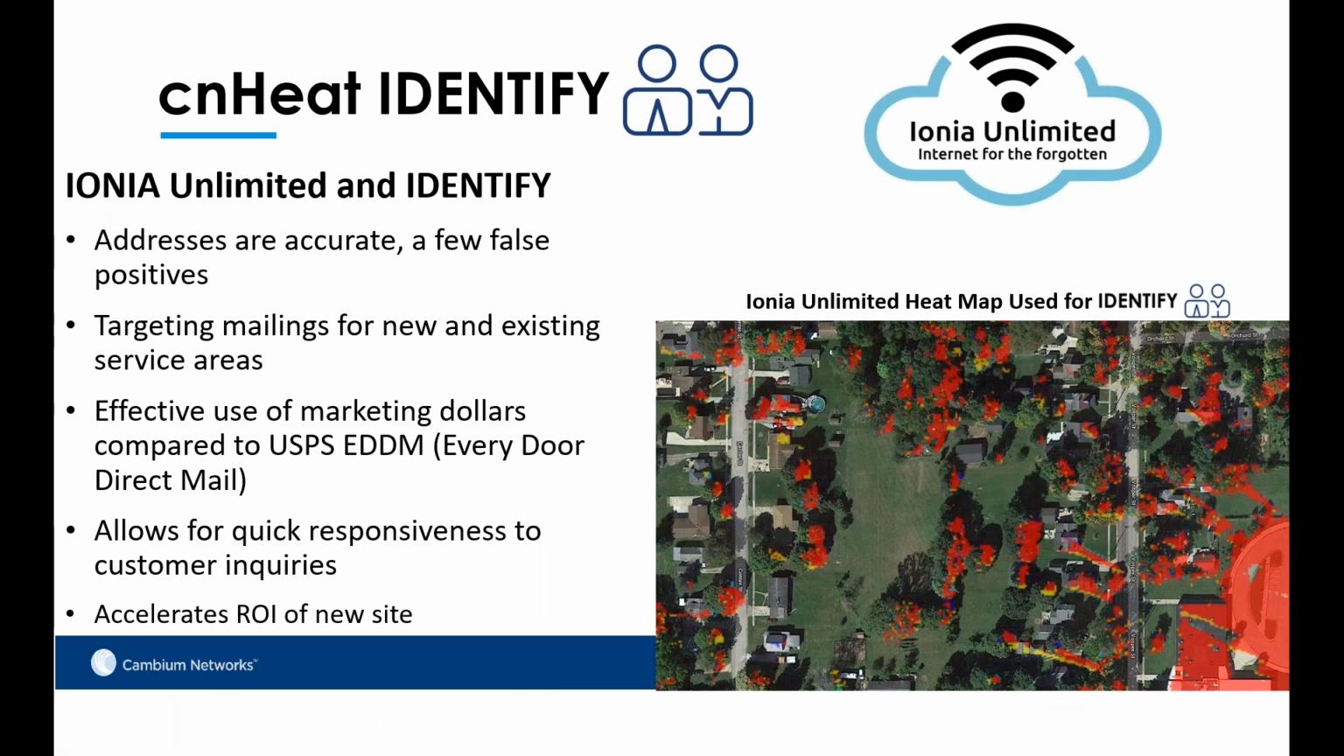So we've trialed Identify on one site so far and found it to be very accurate, not just with matching up to the heat map, but also with results from successful site surveys. We've previously explored the use of every door direct mail to send out mailings and gather interest from potential customers. But by only sending the postcards using Identify to the customers that we can actually serve, we can save quite a bit of money on not just the materials, but also the time responding to customers that we can't actually reach. This is allowing us to connect with customers that we can serve much sooner, and it's letting us recover our costs from a new site build much quicker.